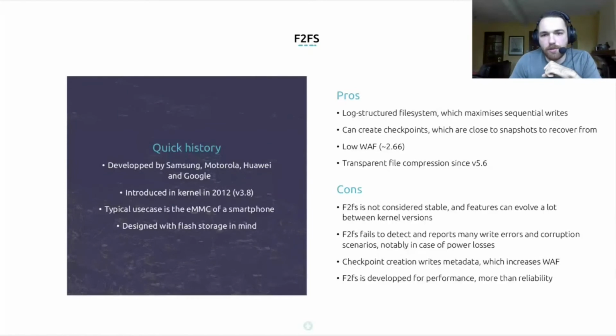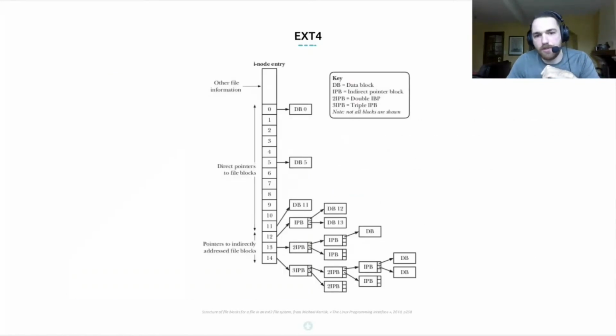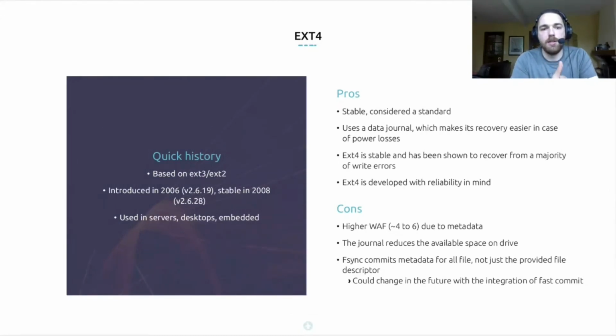So its main concurrent here is ext4. So ext4 uses a similar inode structure with data blocks and then indirect data block pointers. The main difference here is that instead of checkpoints, ext4 uses a journal. So all transactions, write operations, are written in it, and we can recover from it. ext4 is stable since 2008, which makes it very stable and even considered a standard. It's used in servers, it's used in desktops. It's the default file system for pretty much all popular Linux distributions now.